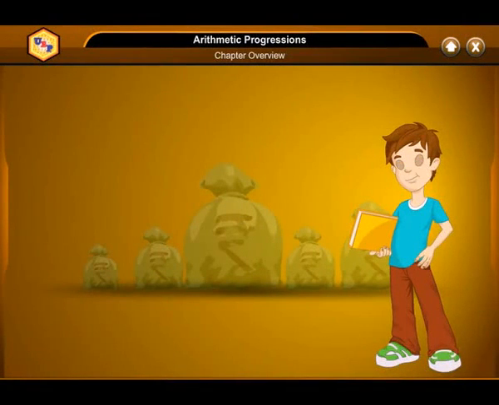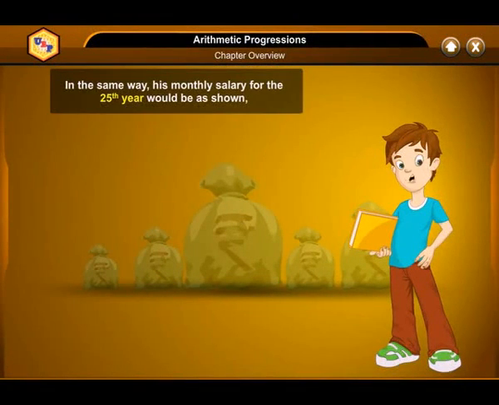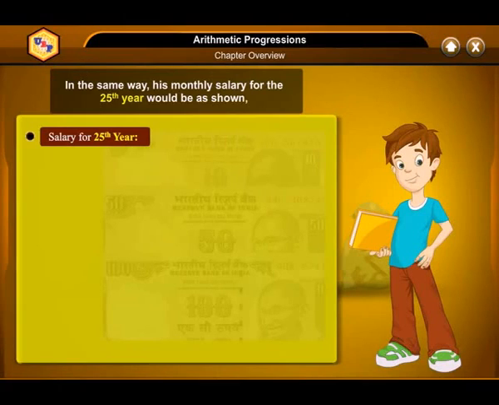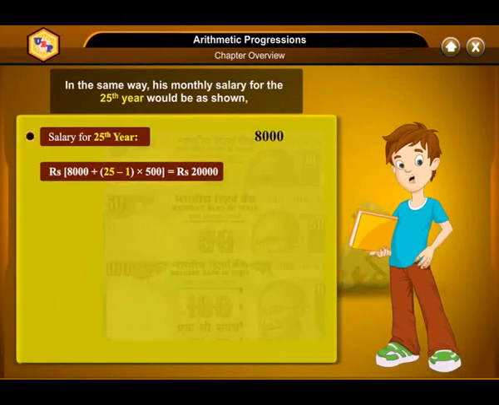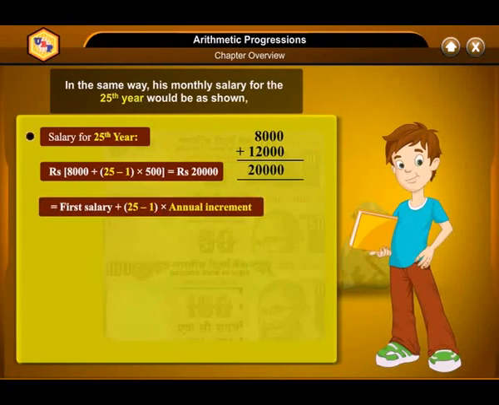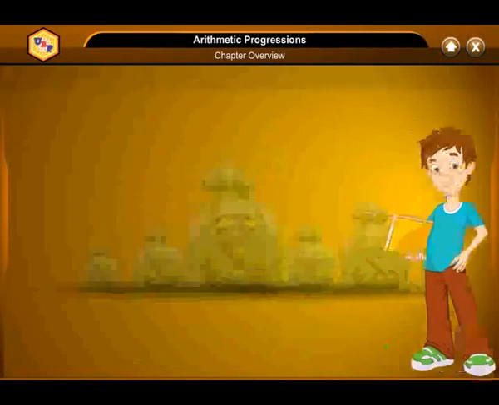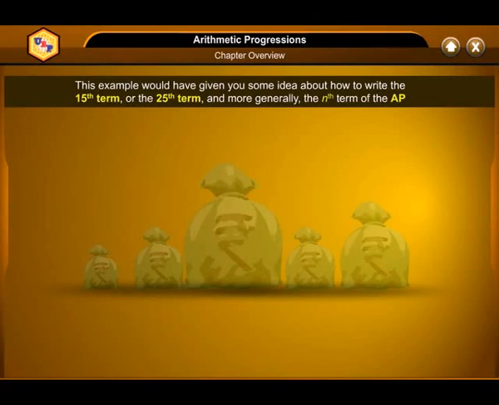Salary for the 25th year. In the same way, his monthly salary for the 25th year would be found. Salary for the 25th year, Rs. 8,000 plus 25 minus 1 into 500 equals Rs. 20,000. That is, first salary plus 25 minus 1 into the annual increment. This example would have given you some idea about how to write the 15th term or the 25th term, and more generally the nth term of the AP.